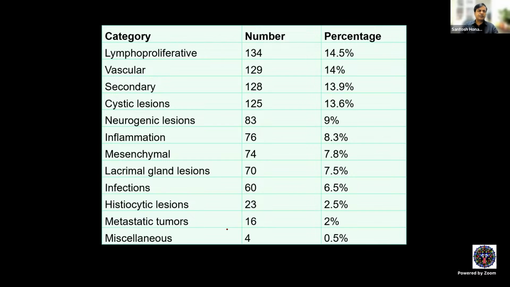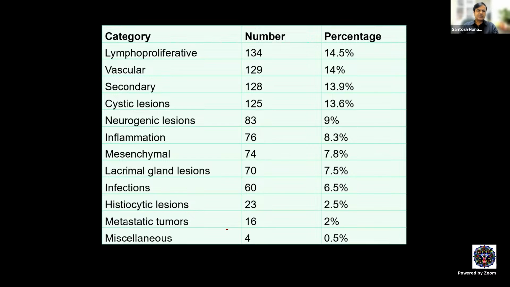The kind of epidemiology that you find in India may be different from what you find in China, may be very different from what you find in, say, Northern Ireland, may be very different from what you find in Canada. So you should be very aware of what is more prevalent in your own geographic location. In India, for example, over 1,000 plus biopsy-proven patients, we found that lymphoproliferative, vascular, secondary and cystic lesions were equally common, followed by neurogenic, inflammation, mesenchymal, etc.